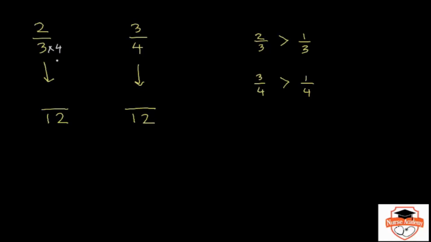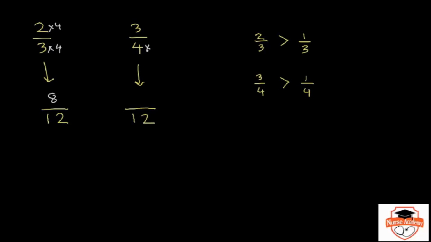3 times 4 is 12. You want to multiply the numerator with 4 as well, so that you make sure that the new fraction is equivalent to this one. So we have 2/3 is equivalent to 2 times 4 is 8. So we have 8 over 12.